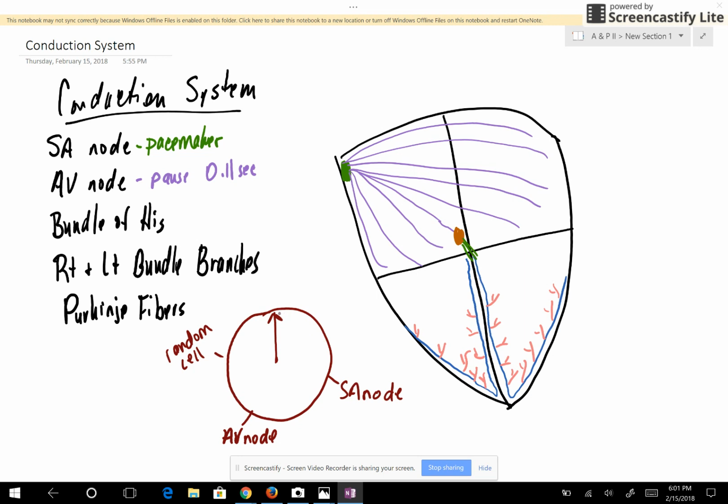So the SA node is known as the pacemaker of the heart because it's the structure that's going to depolarize first. You see the second hand gets to the SA node before it gets over here to the AV node or to the random cell.